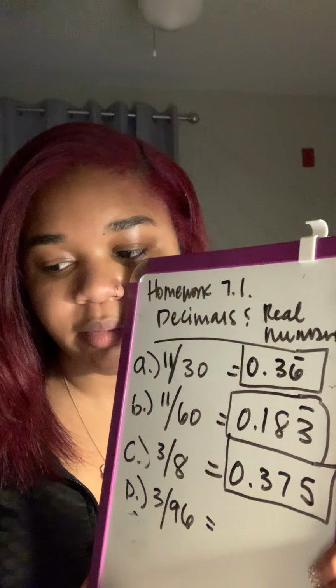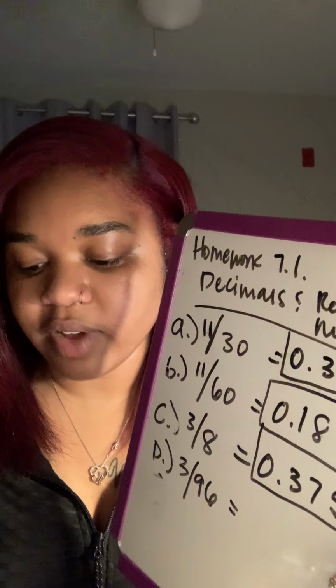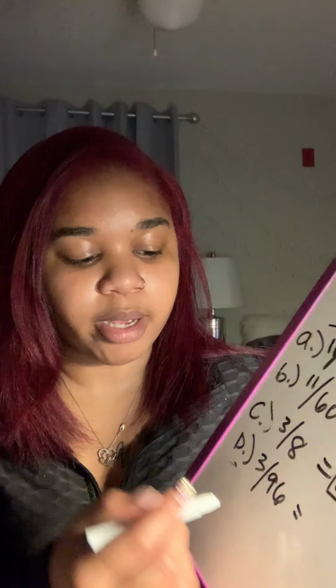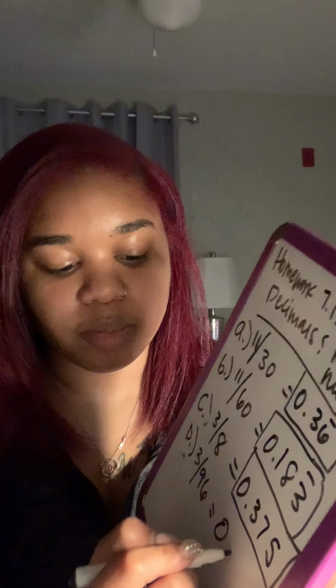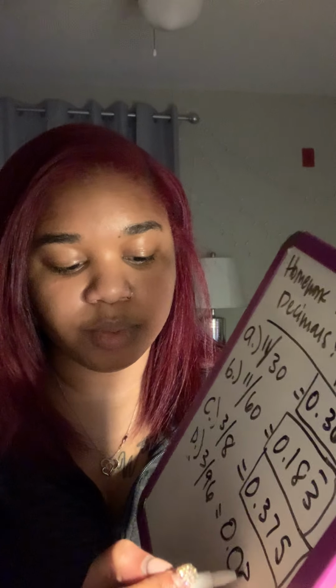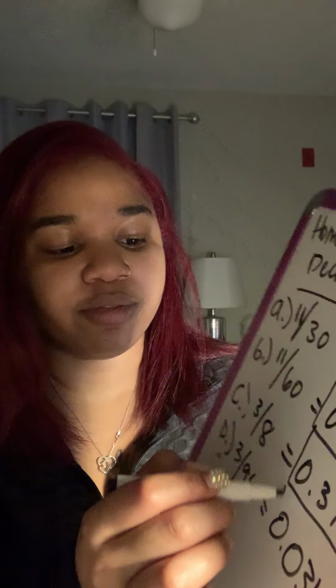All right, and for D, oh wait, it's just D, sorry. You're going to have 3 over 96. You're like, wow, that's a big number. Why do they have such a big number? Still the same thing. You're just going to divide 3 into 96. You always divide the top into the bottom, and that is how you get your decimal. In our case, it's going to be 0.03125. And that is the answer for D.